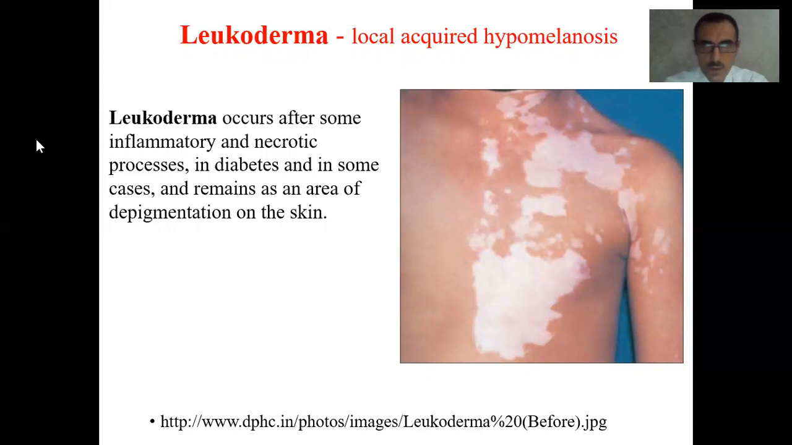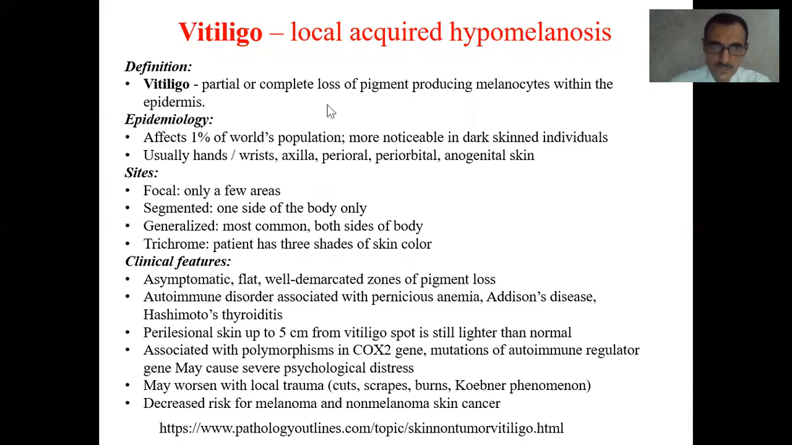Leukoderma is the local acquired hypomelanosis that occurs after some inflammatory and necrotic processes, in diabetes mellitus and in some cases, and remains as an area of depigmentation of the skin, that here you see in the patients. Vitiligo is also local acquired hypomelanosis. Vitiligo is the partial or complete loss of pigment-producing melanocytes within the epidermis.